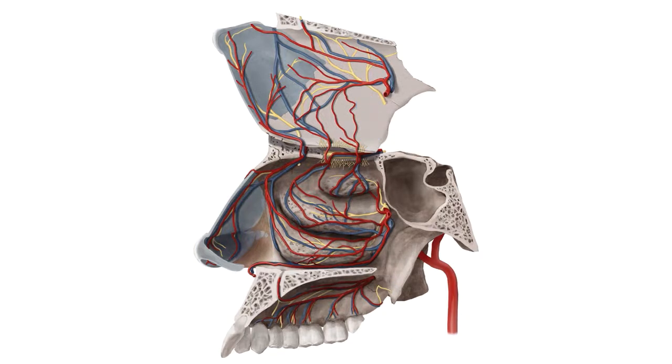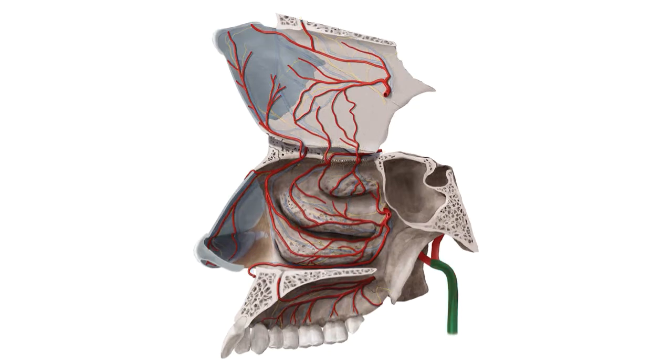Now this image does look overwhelming, but don't panic because as we progress through the tutorial, we're going to break it down into individual structures. As with other anatomical illustrations, the red vessels represent arteries, the blue vessels represent veins, and the yellow fibres represent nerves. So let's begin with the arterial supply.